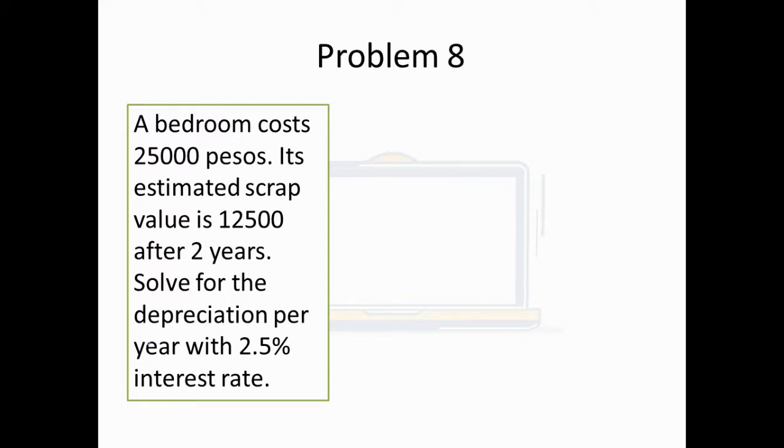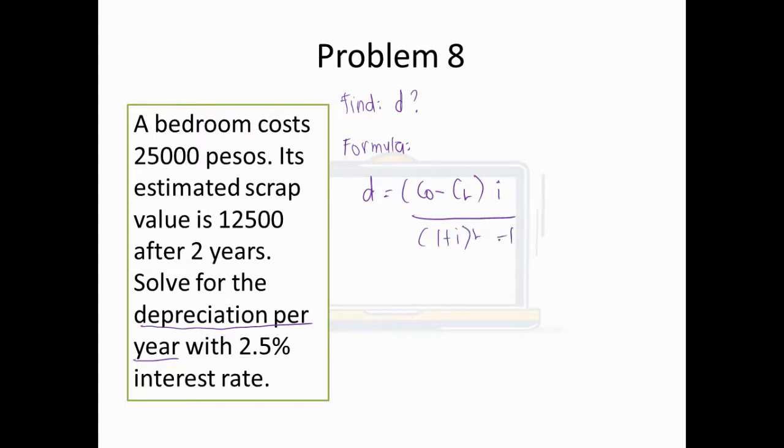So, we have a new set of questions. For this problem, we were asked to find the depreciation per year. Like we said, if the problem asks for the depreciation per year, it means that it is asking for the annual depreciation value, or the small letter d. And so, we'll use the formula d is equal to C sub 0 minus C sub L, multiplied by i, all over (1 plus i) raised to L minus 1.